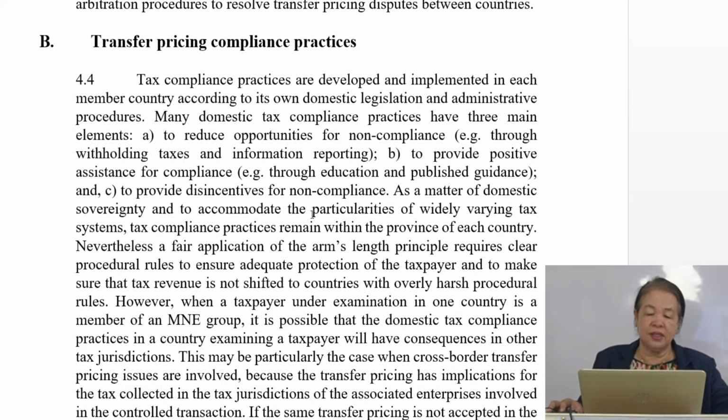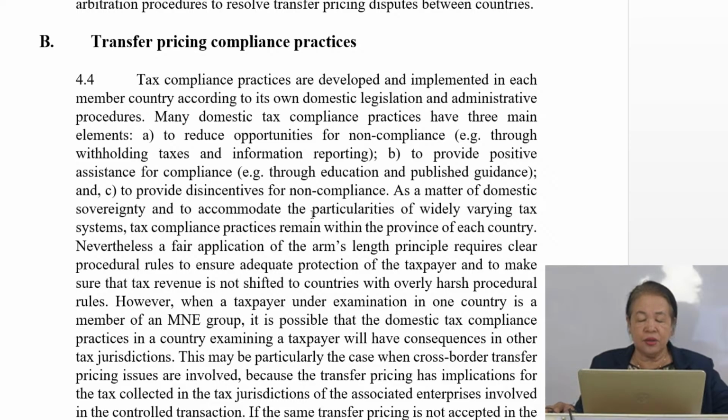Tax compliance practices are developed and implemented in each member country according to its own domestic legislation and administrative procedures. So in the Philippines, I will have a video on the transfer pricing laws, rules, and regulations that are followed or applied here in the Philippines. No, I just finished my PowerPoint. So hopefully we can record it, have a video on those topics, and we can post it next week, no, to make it available on YouTube.